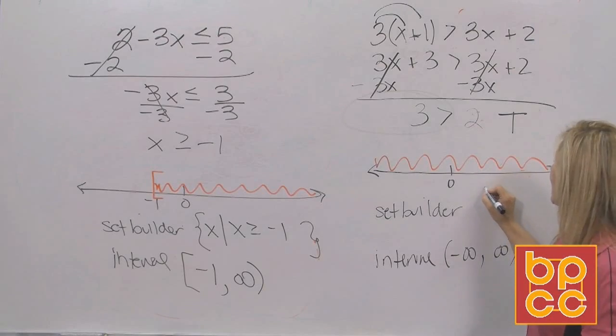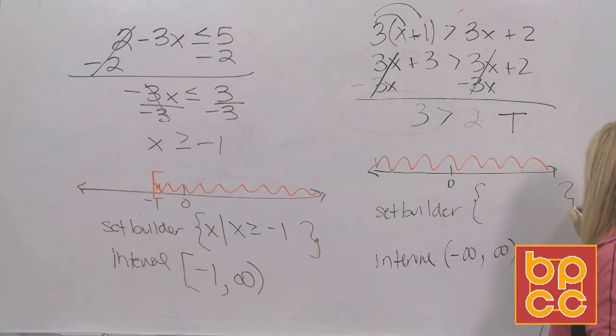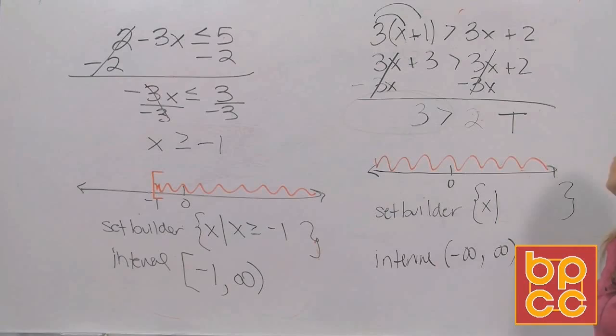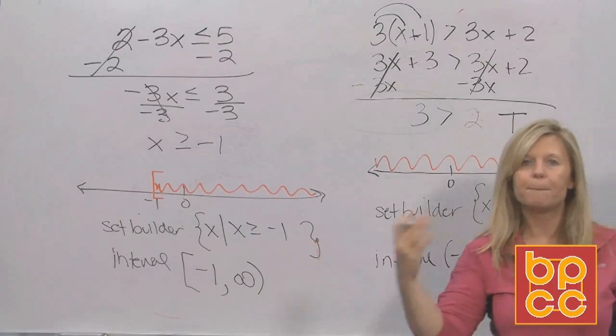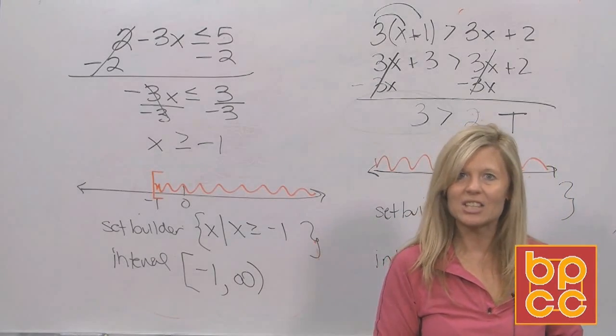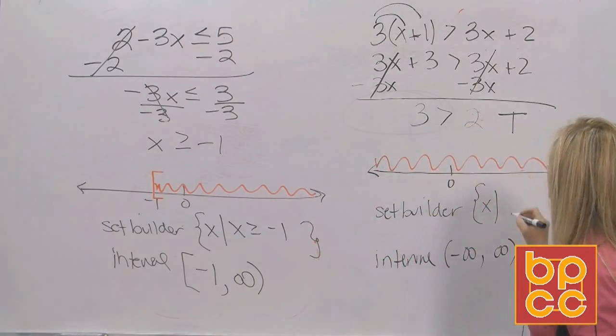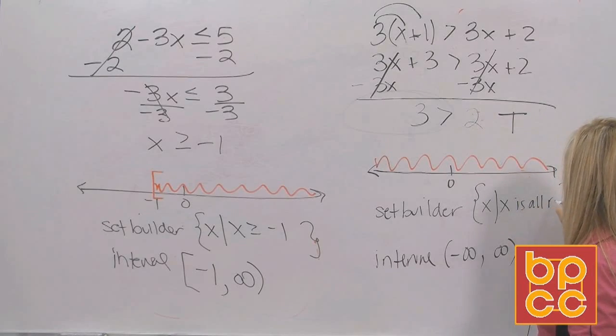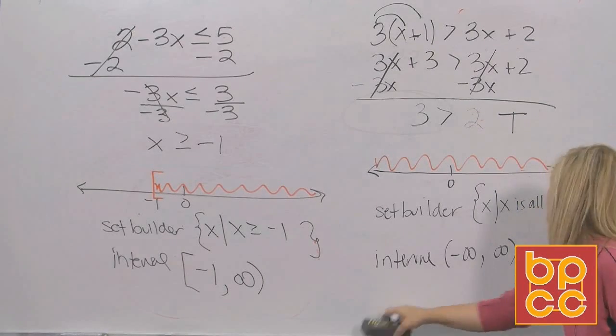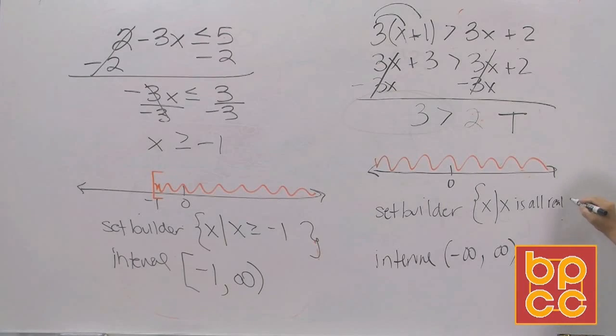To write that in set builder, you'll still use the fancy braces and the x such that. But the way you write this is you can't use an inequality symbol because you're not bigger than a certain number, you're not less than a certain number, you're all the numbers. So you'll write this as x is all real numbers. Okay, that's the only way you can write it, as words.